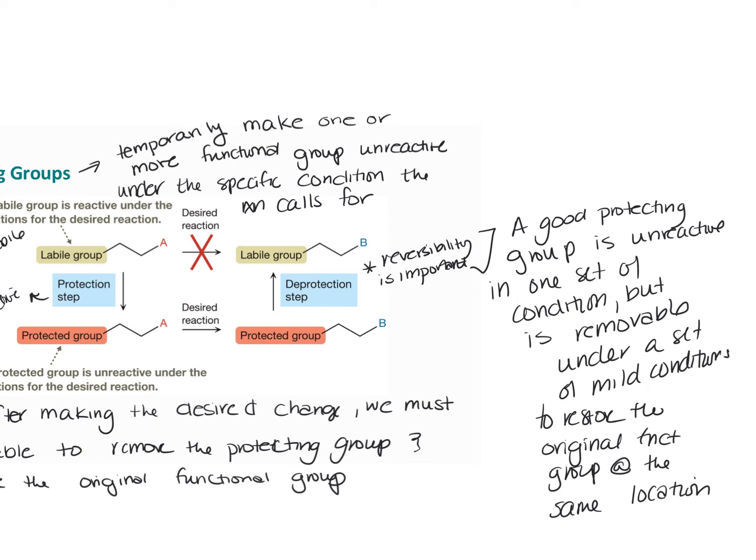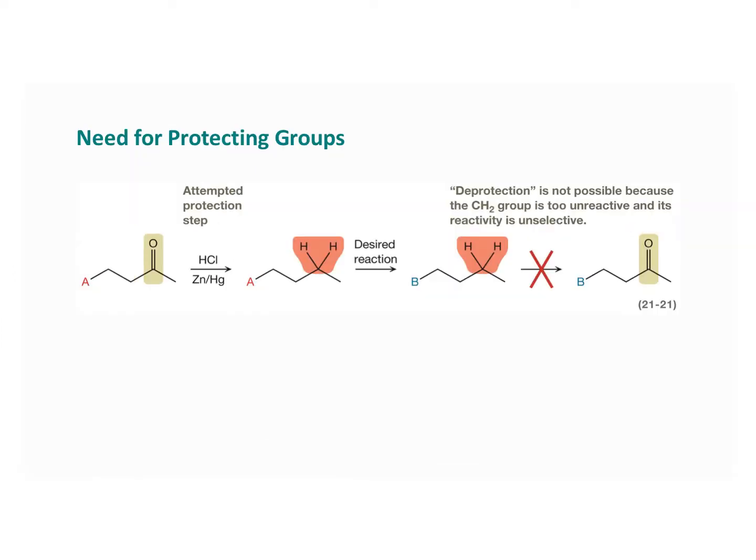Let's look at some examples where we would need a protecting group, okay? Look at this reaction. It'd be a poor choice to protect a carbonyl group of a ketone by converting it to a methylene group, okay? Using a Clemmensen reduction. So this, remember, is a Clemmensen.